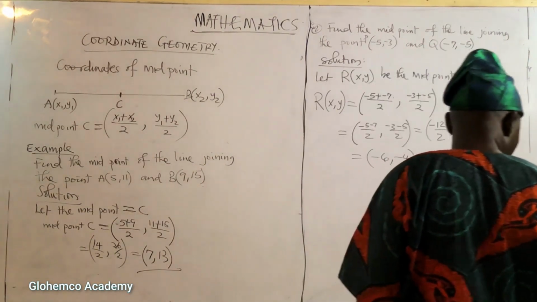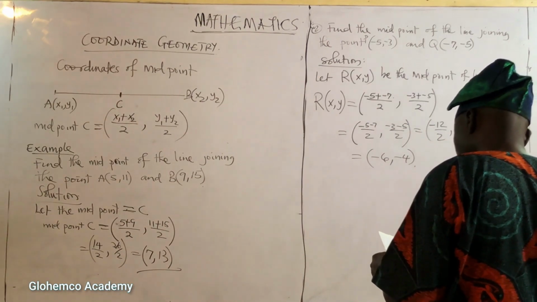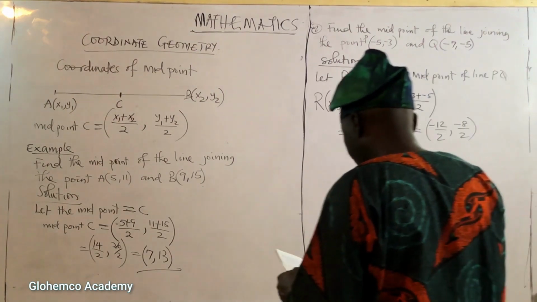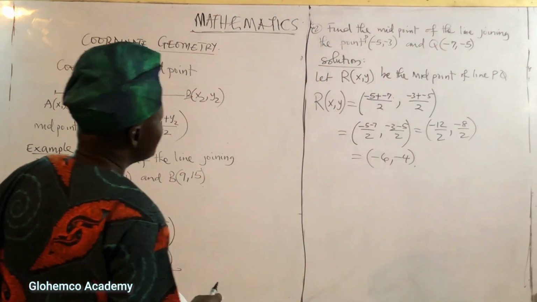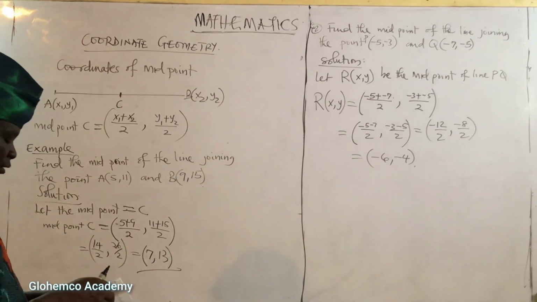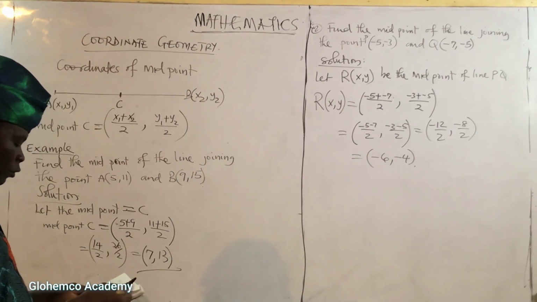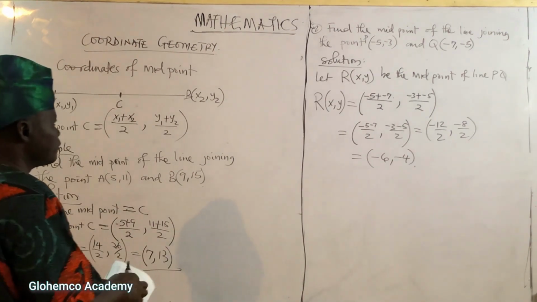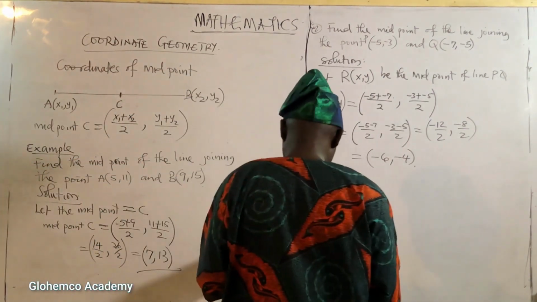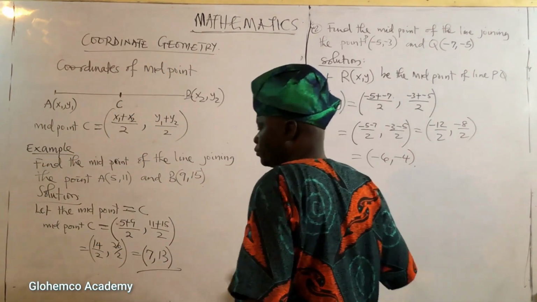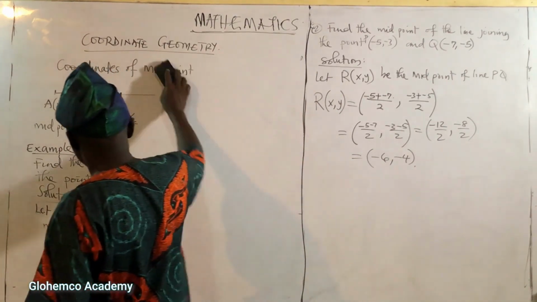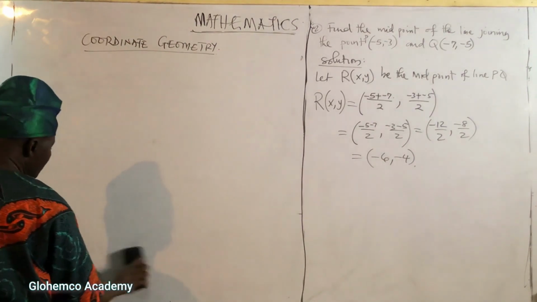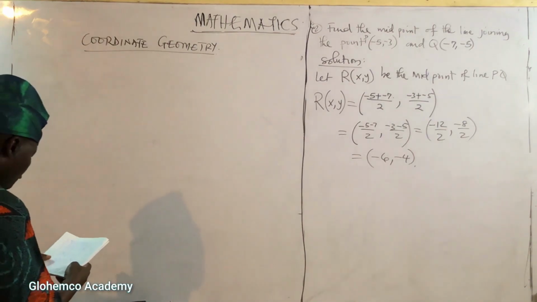We still have other ones. We'll be touching it briefly, so that when you see it in the exam, it will not be difficult for you to answer. I want to make sure that we touch at least almost all the aspects of this particular topic. So let's go to gradient. Gradient is also common in WAEC. Find the gradient of this, find the gradient of that, especially in the topic of coordinate geometry. How can we find gradient?